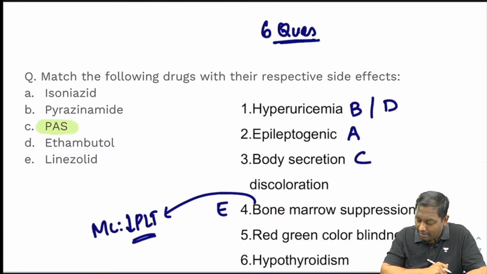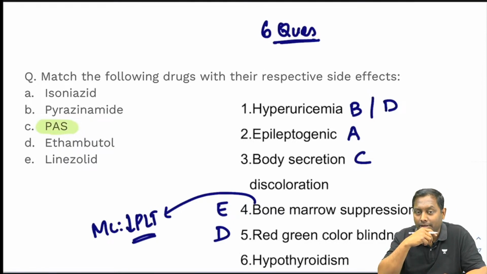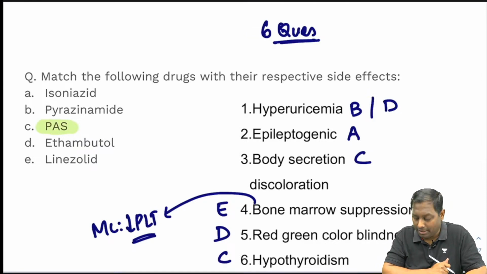Okay, red green color blindness. Red green color blindness, I think this is very, very simple. Optic neuritis is caused by your drug by the name of ethambutol. And hypothyroidism, which drug will be causing hypothyroidism? So the 2 drugs that I told you causing hypothyroidism are ethionamide and para-aminosalicylic acid. So among the given choices we are having para-aminosalicylic acid, right? ठीक है? So this will be everything in this question that we have.